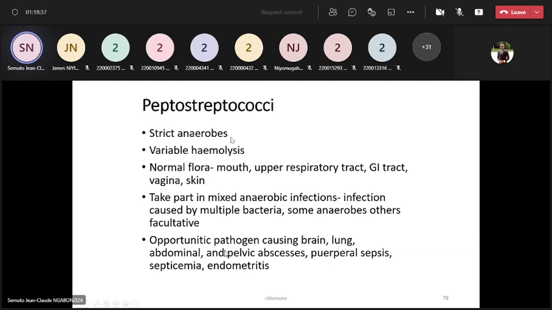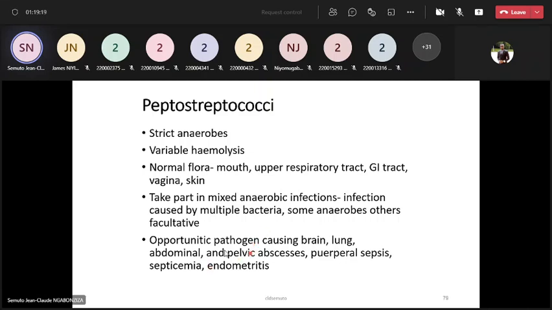Streptococci, these are strict anaerobes with variable hemolysis. They can have beta, alpha. They are normal flora of the mouth, upper respiratory tract, vagina, and skin, and they are strict anaerobes. They can take part in mixed anaerobic infections, mostly with multiple bacteria. And they are opportunistic pathogens, causing brain, lung, abdominal, and pelvic abscesses.